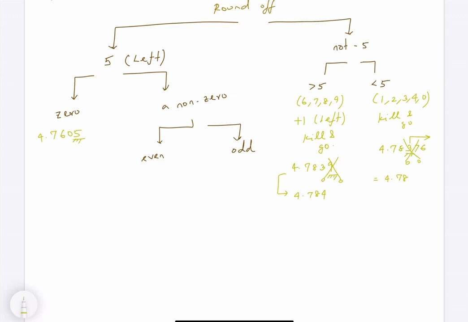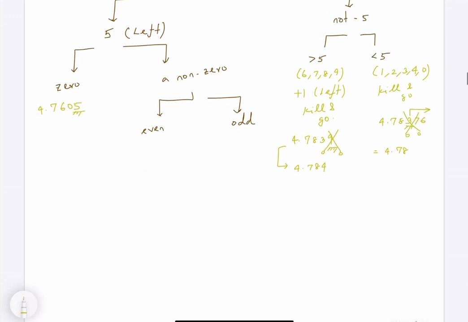You look at the left. If you see a 0, you can just kill and go. So it's 4.760. If it's a non-zero, if it's even or odd, let's say it's one, the even, right? So it's 2, 4, 6, 8, and so forth.